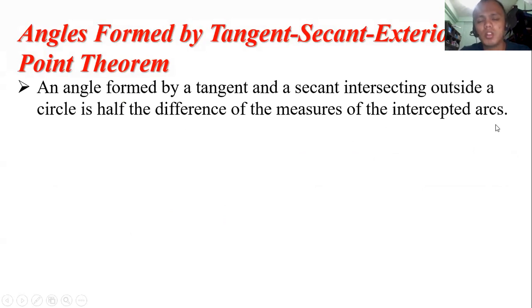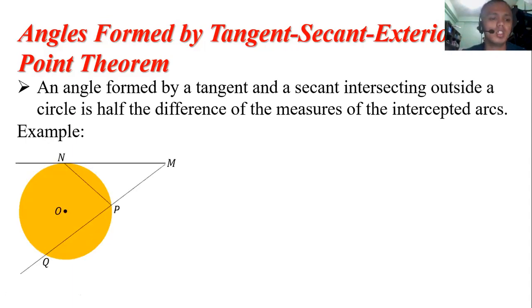So this time, the angle formed by the tangent and secant is outside the circle. Unlike in our first topic, where the angle formed by the tangent and the secant is on the circle itself, on the curved line of the circle. Unlike that, this one is outside the circle. Okay? So, for example, this one.